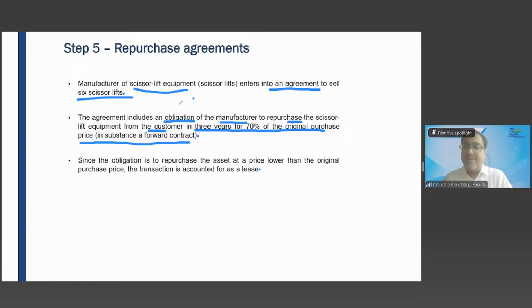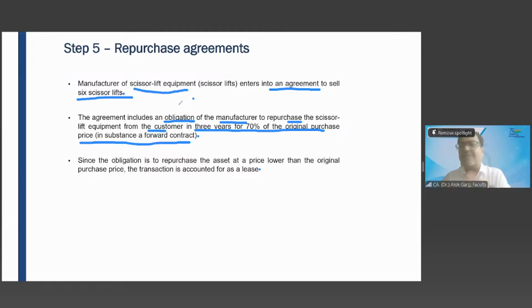So this agreement, day one, says that the seller has to repurchase the lifts after 3 years. And what is the price? 70% of the original sale price. If the original selling price was 100, then what is the repurchase price? 70. So the repurchase price is lower than the original selling price. Lower than the original selling price means this manufacturer has collected 100 rupees and will return 70 rupees, right? And this manufacturer has given the lifts for usage for 3 years.